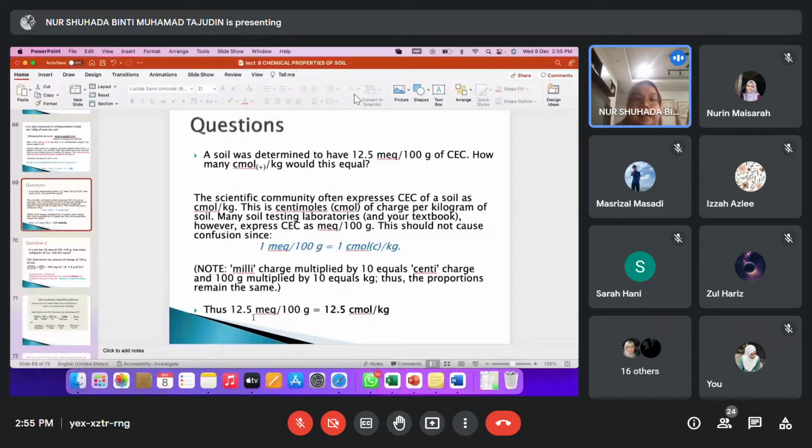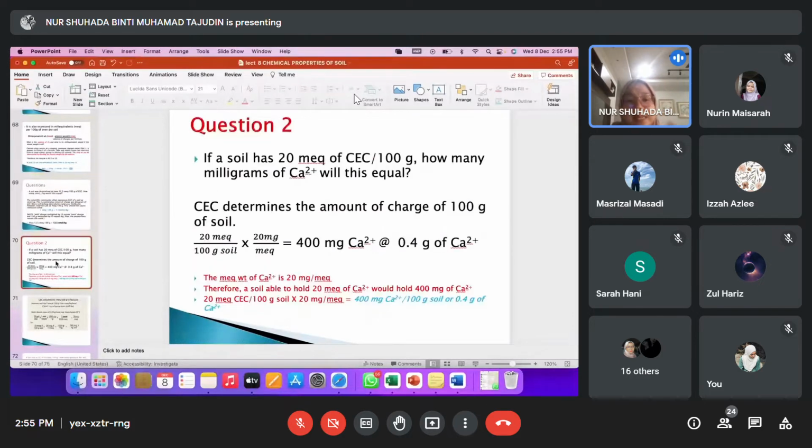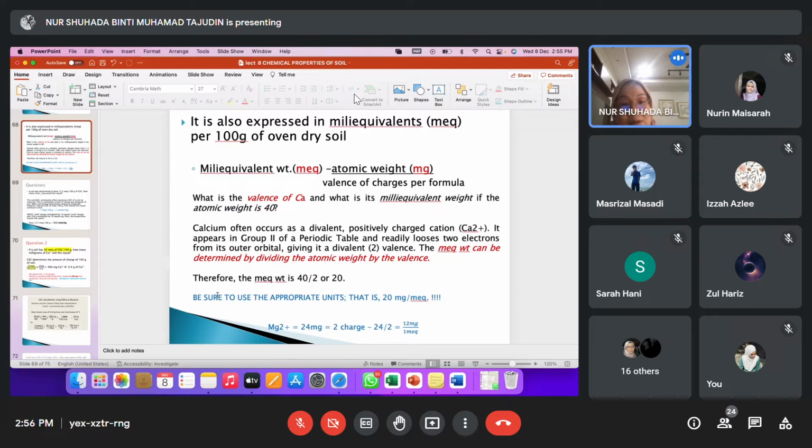Okay, so the question is here. I think you can understand better here. A soil is said to have 20 MEQ over 100 grams of soil. How many milligrams of calcium will this equal? Okay, soil you have 20 MEQ per 100 grams of soil. Correct? Okay, patah balik, dekat sini kita nak tengok how many mg. So you know 1 MEQ of soil can bring 12 mg. Correct?